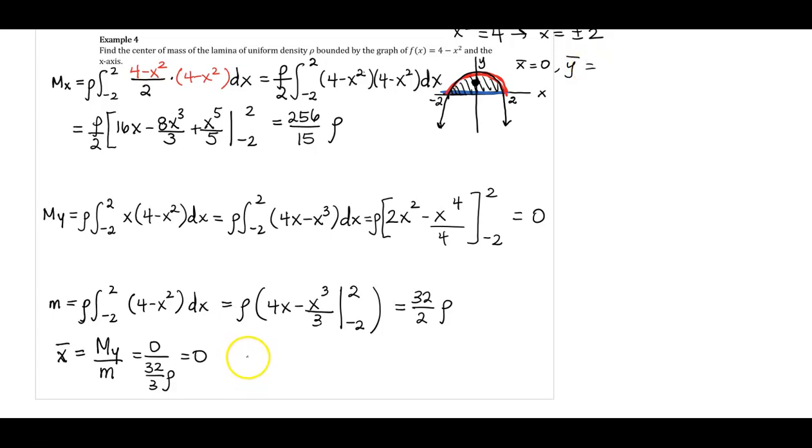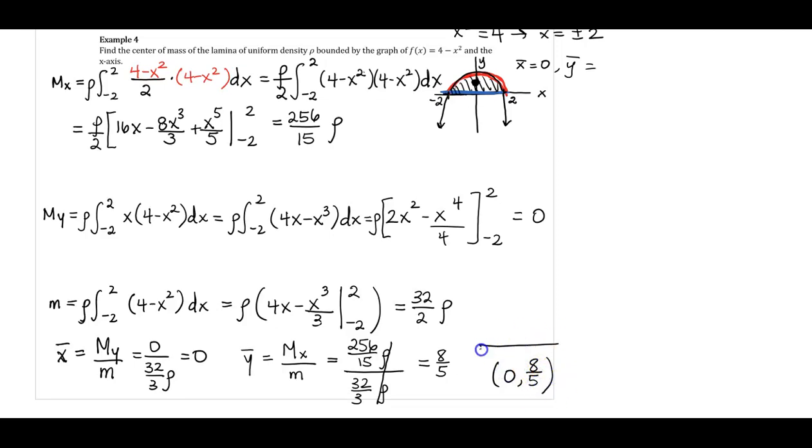And now let's calculate y bar, the y-coordinate, which is equal to the moment about the x-axis divided by the mass. So that is 256 divided by 15 rho divided by 32/3 rho. Notice that these rhos cancel out. We'll talk about that in a second, leaving us with 8/5 for the y-coordinate. And so our final answer is that the center of mass of this region is the point (0, 8/5). That is that point right there, the balancing point of that region.